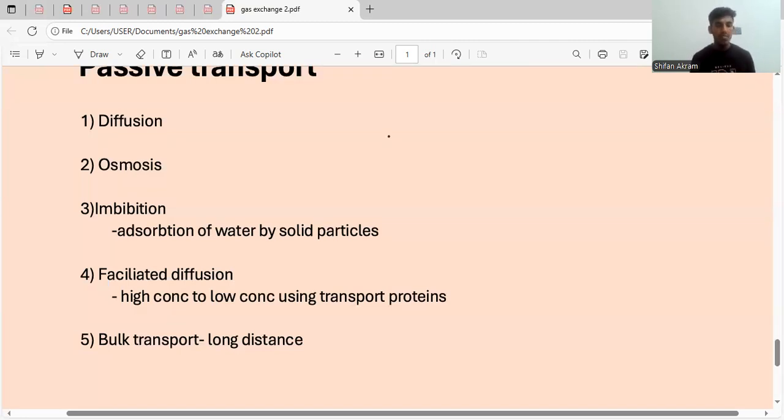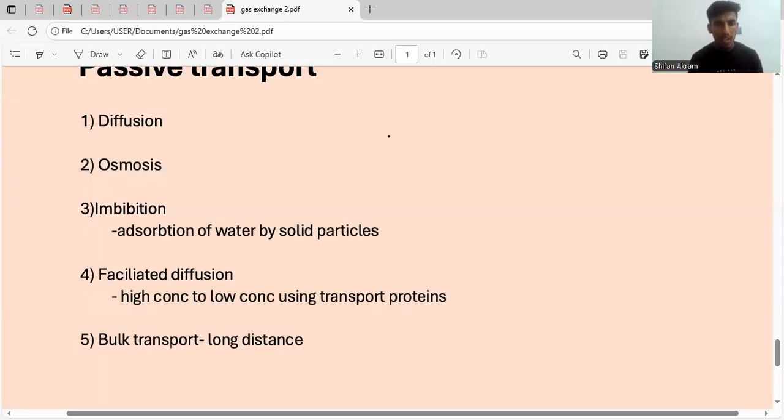If you take the xylem vessels, for example, where bulk transport occurs, transpiration pulls the water, right? Due to transpiration, water is pulled. This causes a negative pressure gradient in the xylem vessel. Because of this, bulk transport of water occurs through adhesion and cohesion of water molecules.